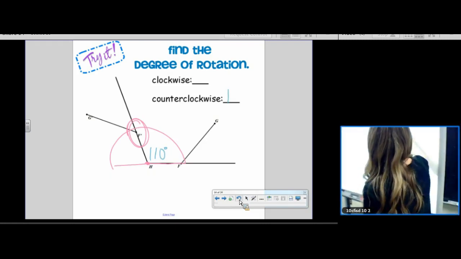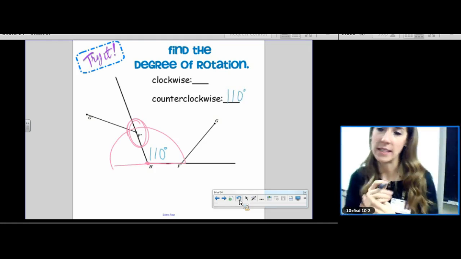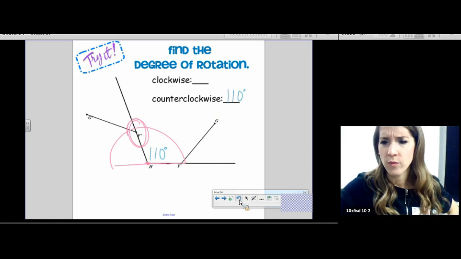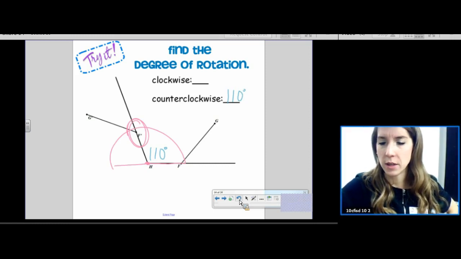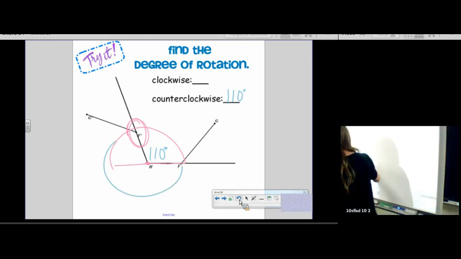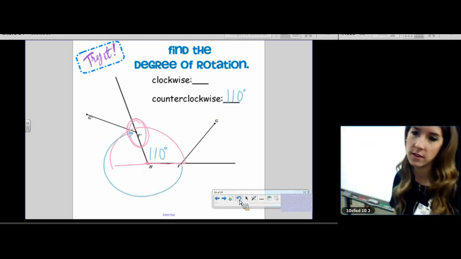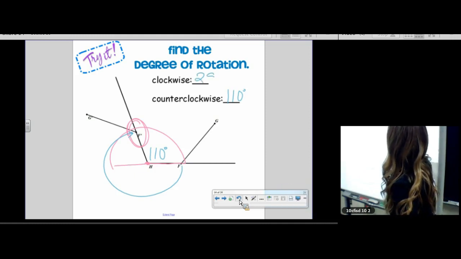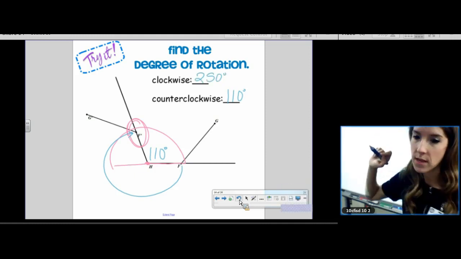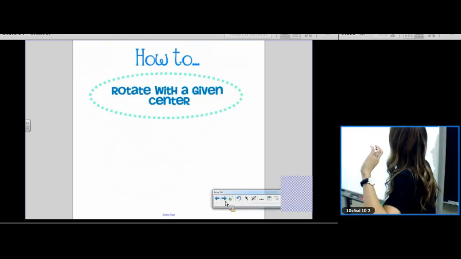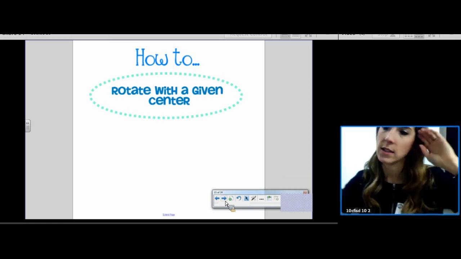Now, that's the counterclockwise answer. What would the clockwise answer be? We did this on the whiteboard yesterday, remember? What would the clockwise answer be? So that would mean from here to here. How many degrees is it? 250? Yep. 360 minus 110. All right, we need to keep going. Okay, we have a couple more things.